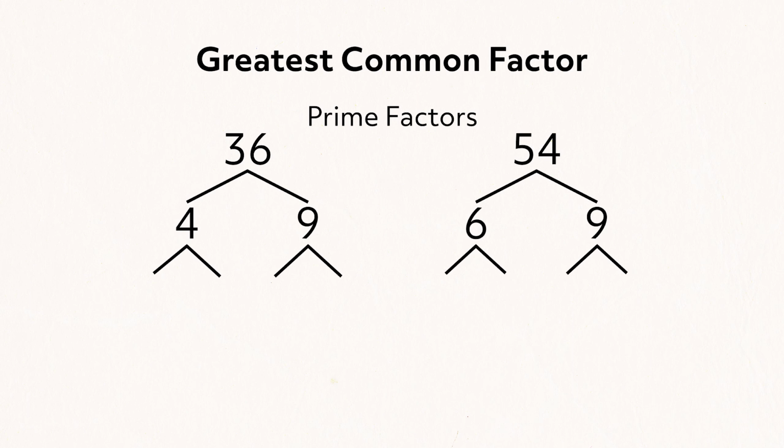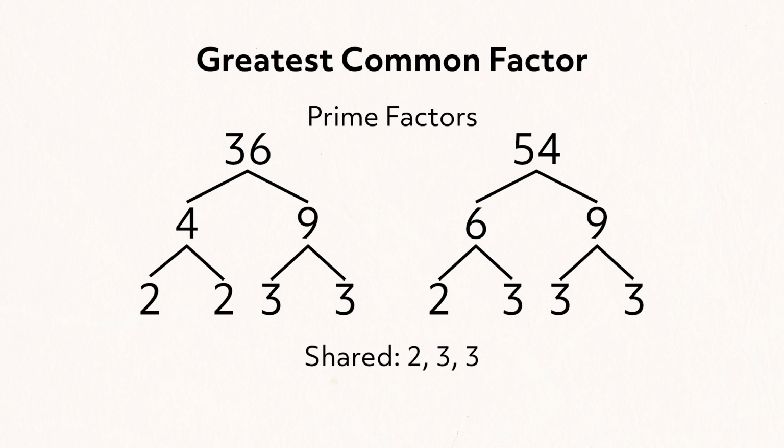Prime factorization can also be used to determine the greatest common factor. However, rather than multiplying all the prime factors like we did for the least common multiple, we'll multiply only the prime factors that the numbers share. The resulting product is the greatest common factor.